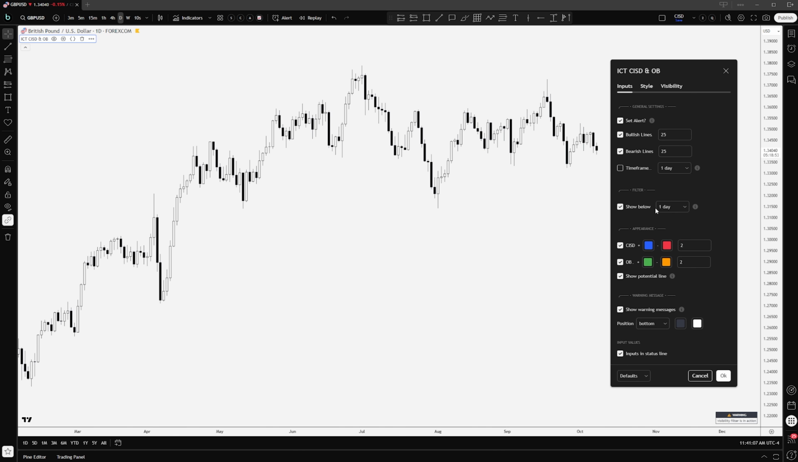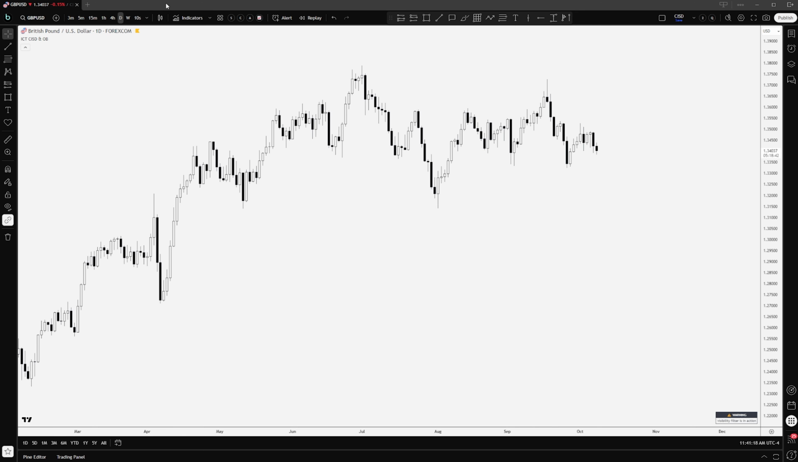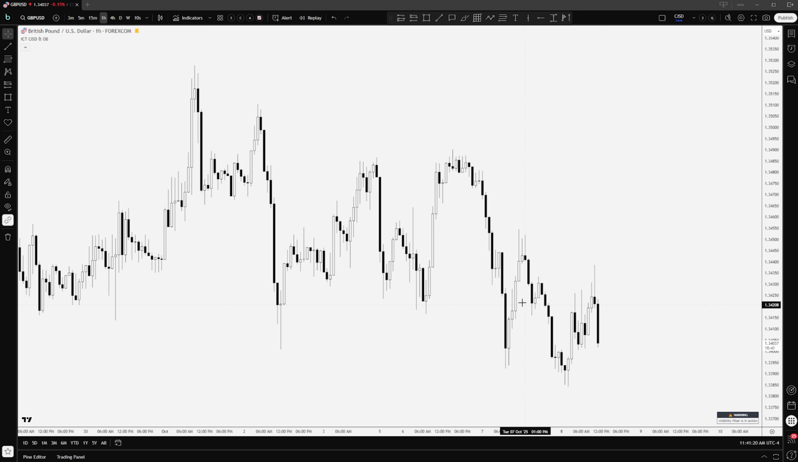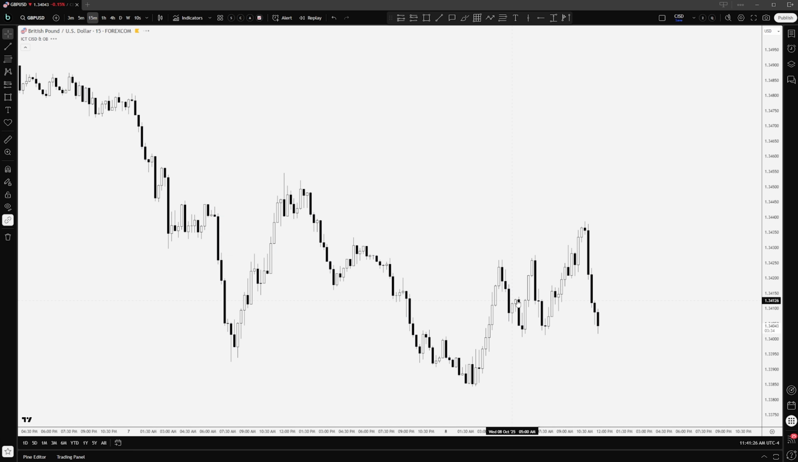filter to limit visibility of these patterns to be plotted on the daily or any time frame that is above the daily. If you do this on the hourly, for example, you just want to see this being plotted on time frames that are lower than the hourly. You set that to hourly, and then whenever you go to lower than hourly, you will see your lines showing on the chart.